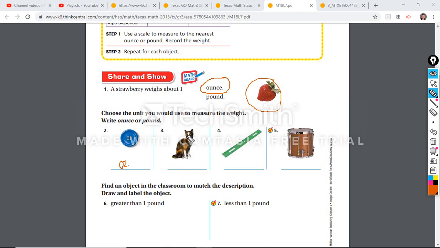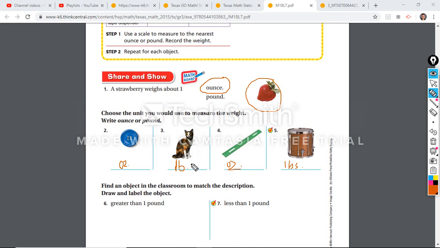A cat, a pound. Abbreviation for a pound is LB. LB. Okay? That's a small L. An LB. Okay? What about a ruler? Yes, an ounce. You're going to measure the weight in an ounce. What about a drum? In pounds. An LB. And I'll put pounds.